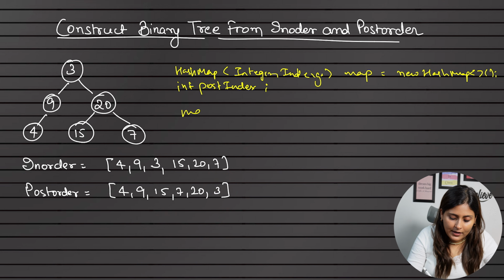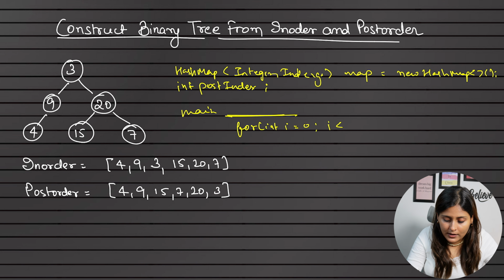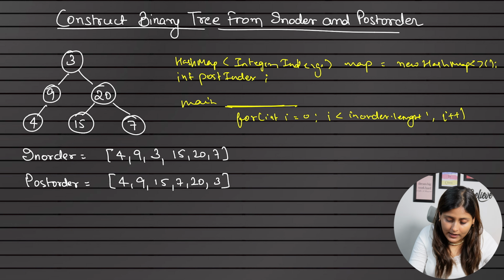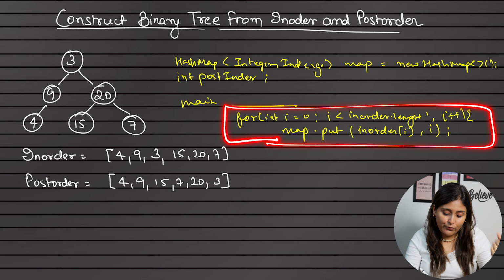Now in the main function, given by LeetCode, inside it we have to run for int i equal to 0. We have to run over the entire inorder, so I will go till inorder.length and i++, correct? And now in this, in the map we have to put the value, which is inorder of i, and we have to put the index, which is i. That's it. So this much code will help us make the map, which will help us find the index of every root in the inorder in just O(1).